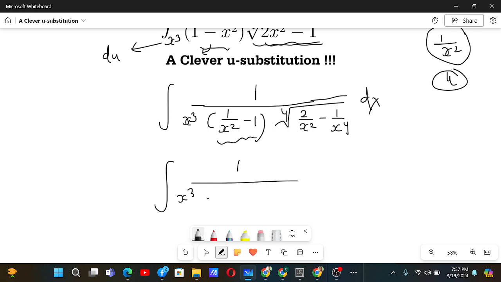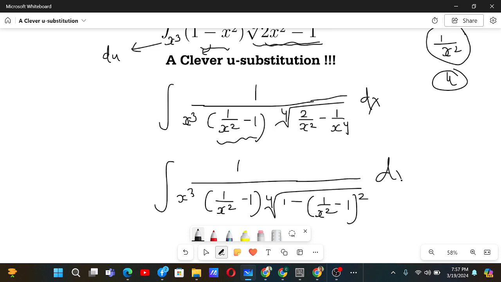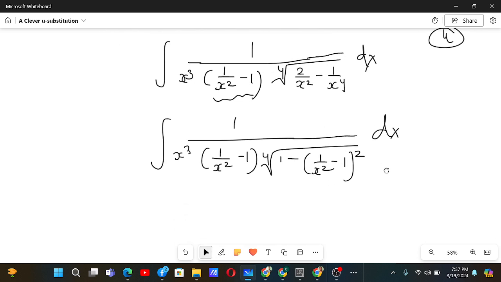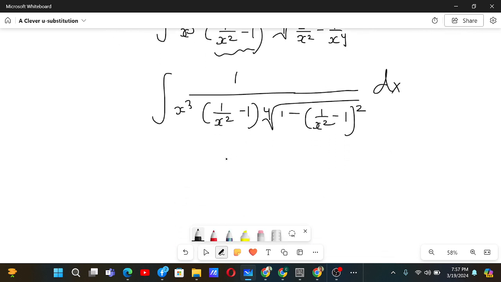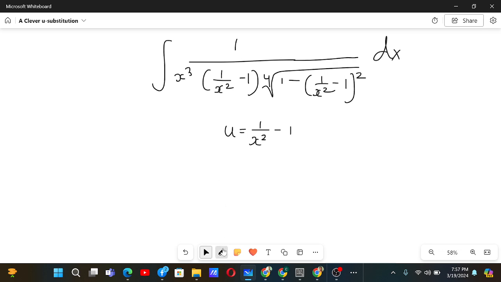So let's see, 1 by x cube and 1 by x square minus 1. In this one, when we complete the square, we get 1 minus (1 by x square minus 1) whole square. If you open this up, it's 1 by x to the power 4 minus 2 by x square plus 1, and 1 and 1 cancel out, and we get 2 by x square minus 1 by x to the power 4. Now we make the nice substitution that u equals 1 by x square minus 1, and that will simplify the problem a lot.